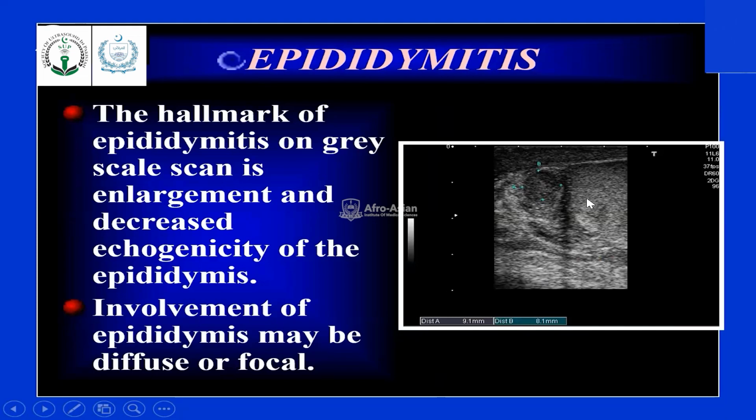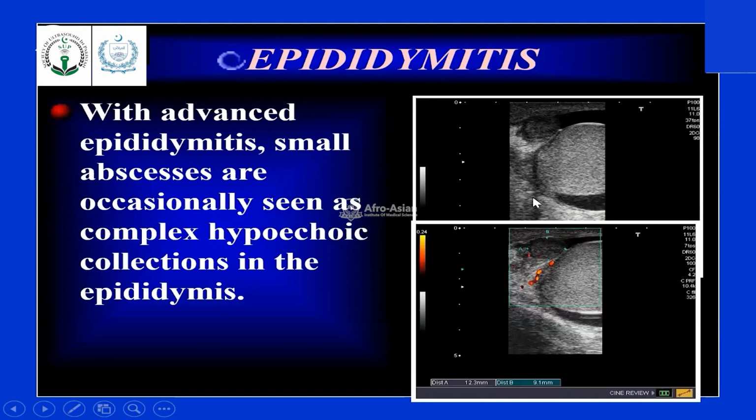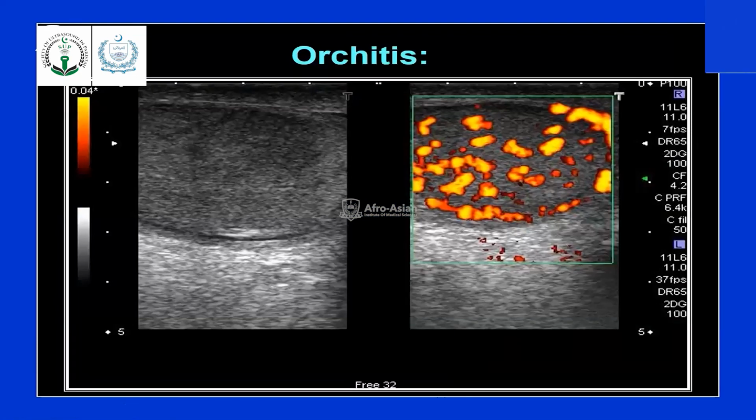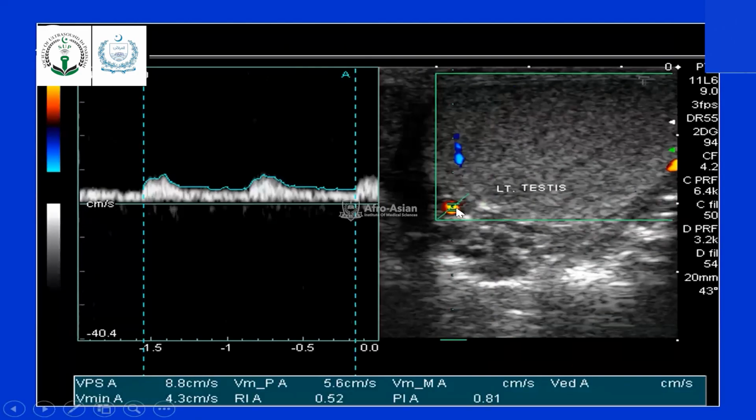In epididymitis, the testicle is normal. The epididymis is showing swelling. This is the inflammation, epididymitis. Orchitis is swelling, inflammation of the testicles. Here it is on power Doppler. We can assess the vascularity on spectral Doppler also.